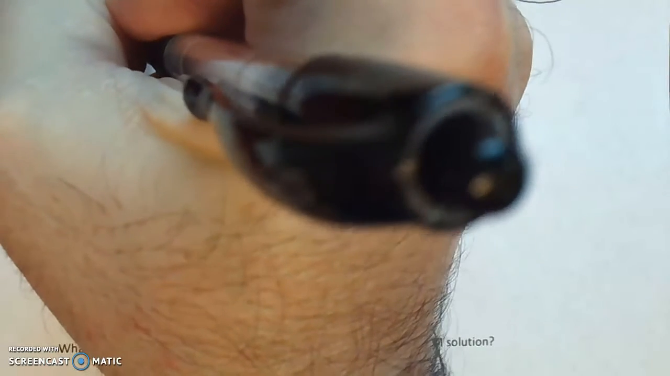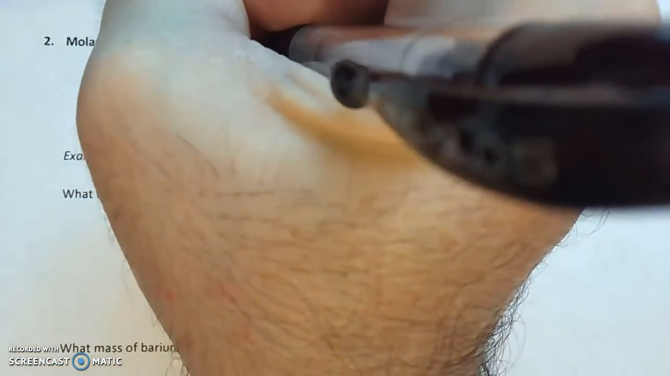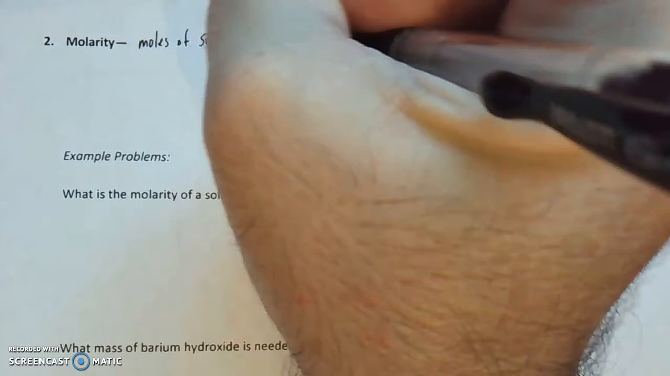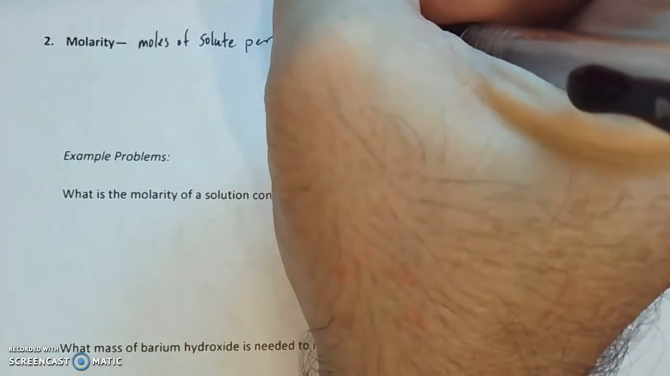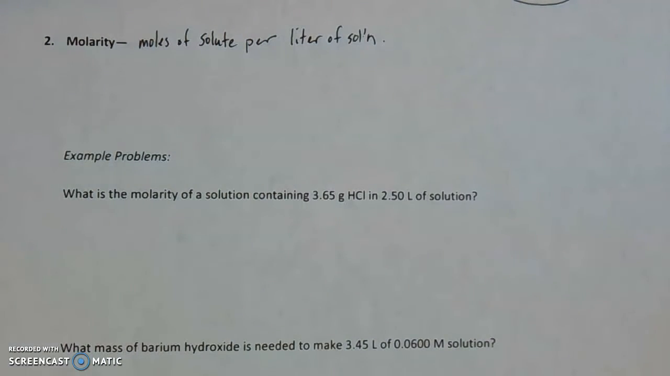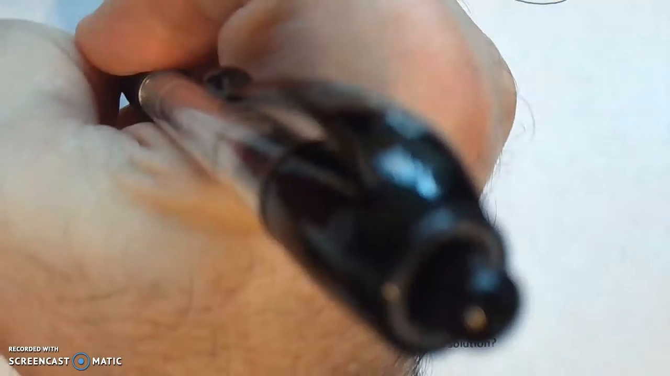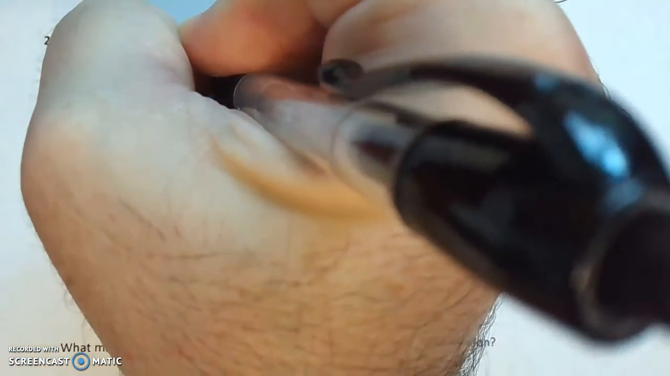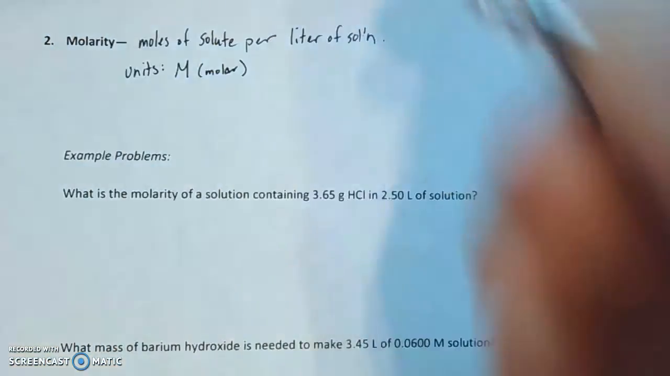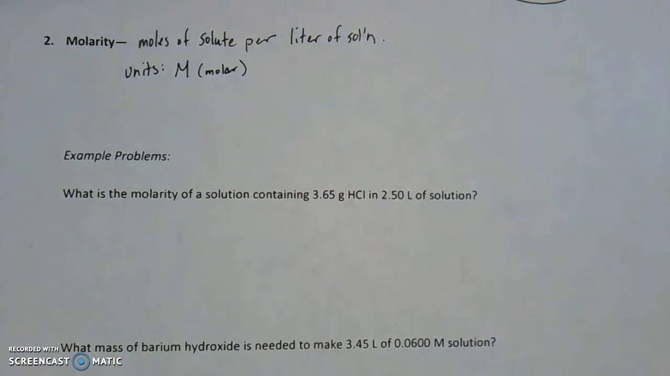This is defined as moles of solute per liter of solution. So we have to calculate moles, so we'll have to do formula mass again, per liter of solution. So the units on this are a capital M, which stands for molar. And if you use a lowercase m, that means something else. So make sure that it is a capital M.